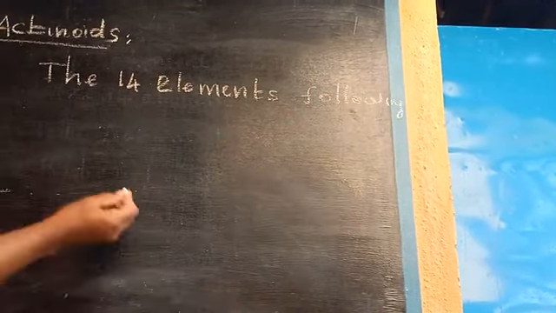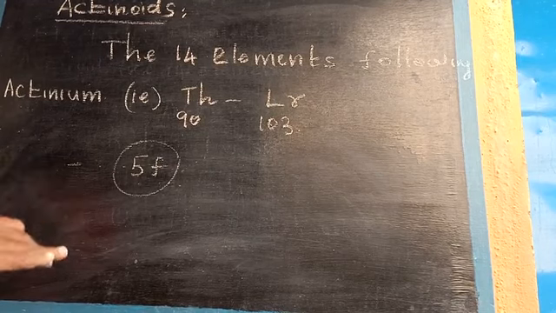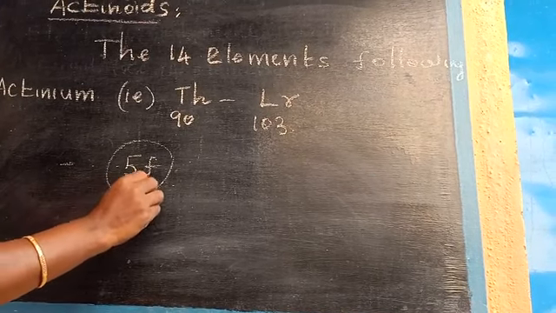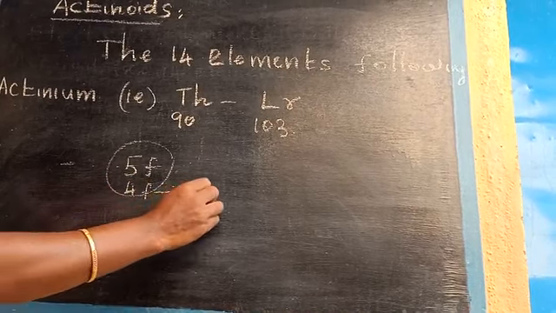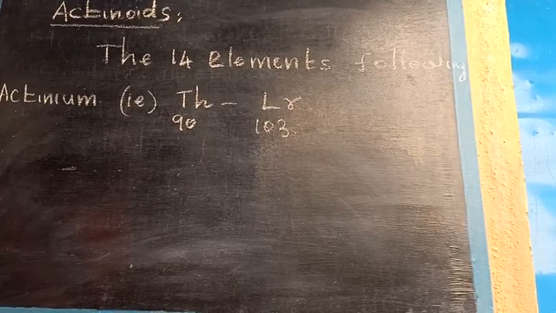In another way, we can say the definition: the elements in which the electron enters the 5f orbitals are called actinoids. If the electron enters the 4f orbital, that is the lanthanoid series. If the electron enters the 5f orbital, it is called the actinoid series. Okay, children. Now we will see the electronic configuration of these 14 elements. Next, we study the oxidation state. Next, distinguishing lanthanoids and actinoids. This is the concept.